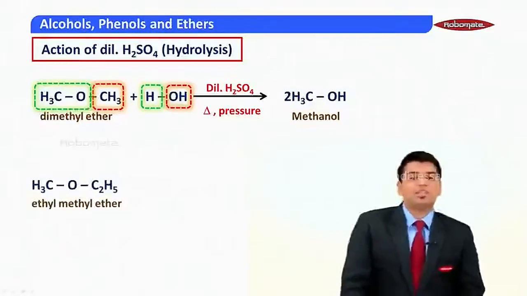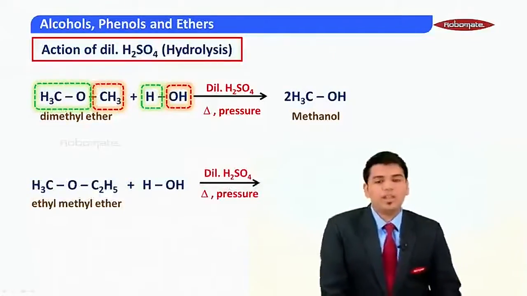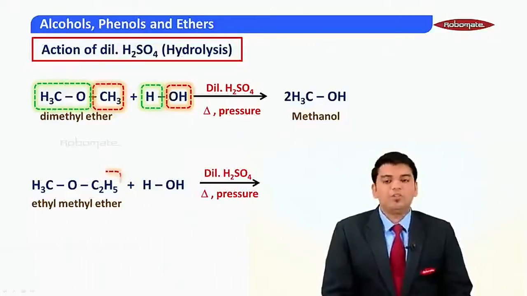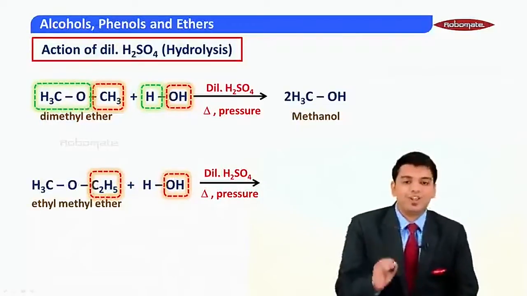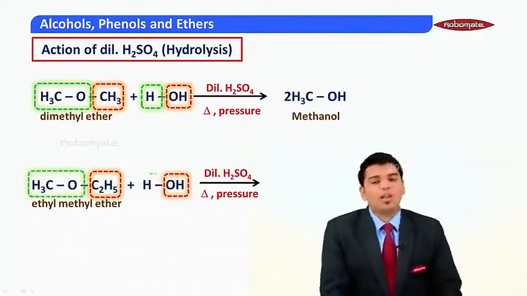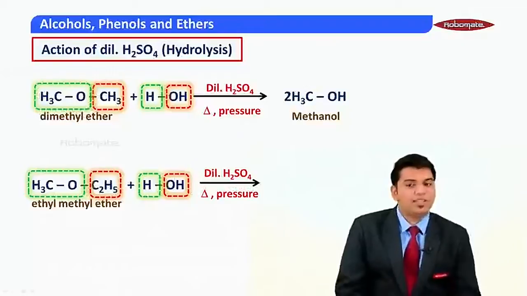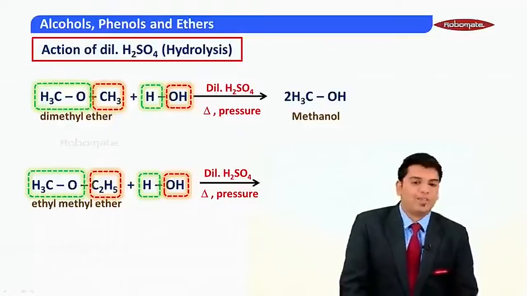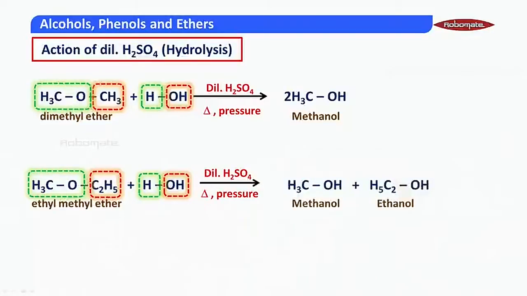The next example that we can study here is ethyl methyl ether, that is CH3OC2H5 plus H2O. Again, this is done with dilute H2SO4 at heat and under pressure. Now C2H5 will react with OH to form C2H5OH, that is ethanol, whereas CH3O will react with H to form CH3OH. When we combine the red box, we can see that there is ethanol C2H5OH, and when we combine the green boxes, we get CH3OH, that is methanol. So the products that we get are CH3OH, that is methanol, and C2H5OH, that is ethanol.